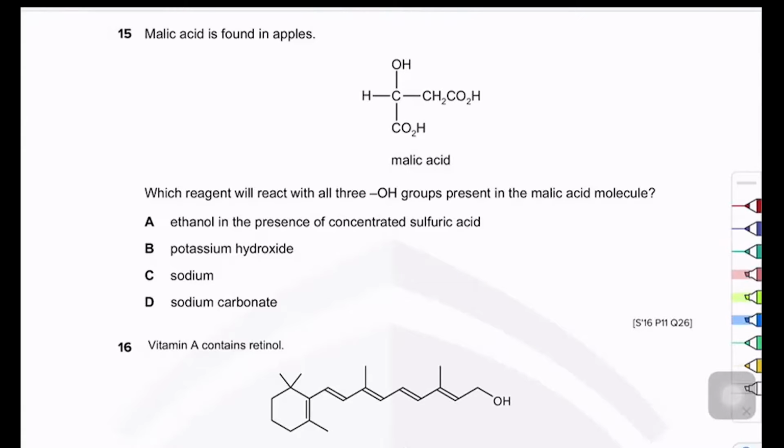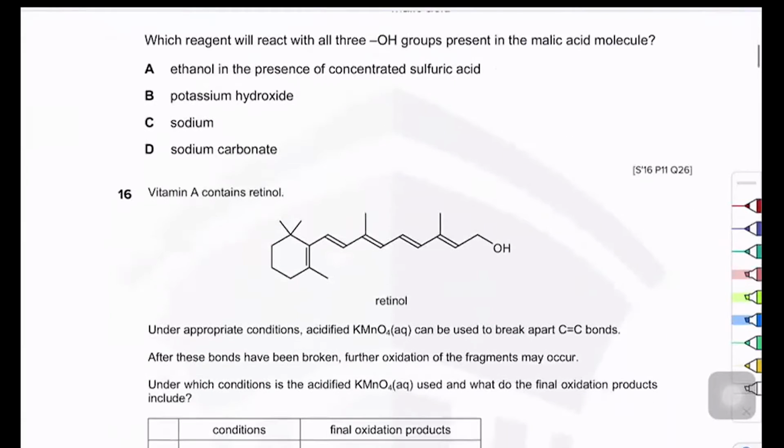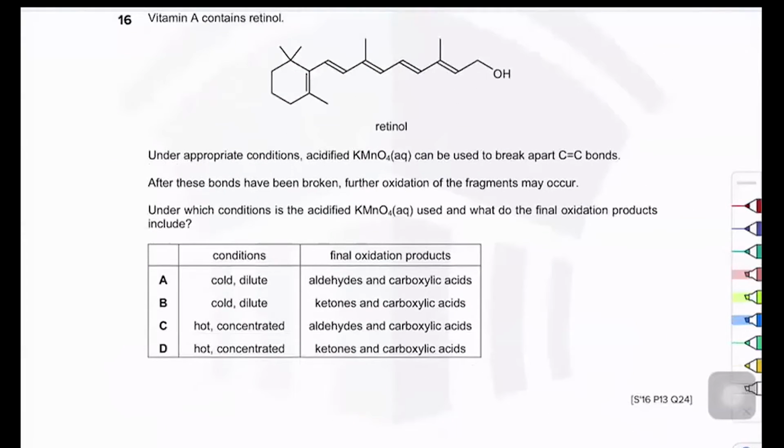The acid has to react, but the alcohol will also. And because of that, it's going to be what option? Come on, it's so easy. Which is the reactive metal here? C. C, sodium. Yes, that's right. Write this question.